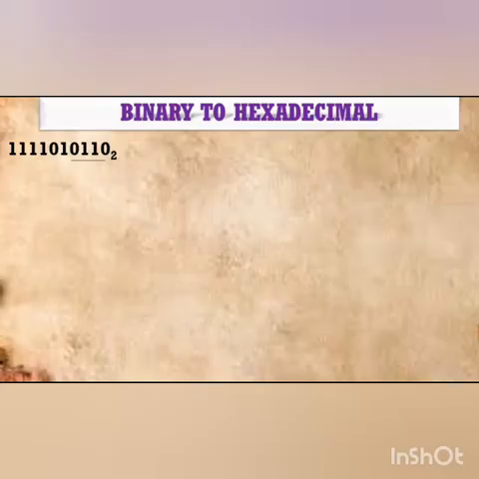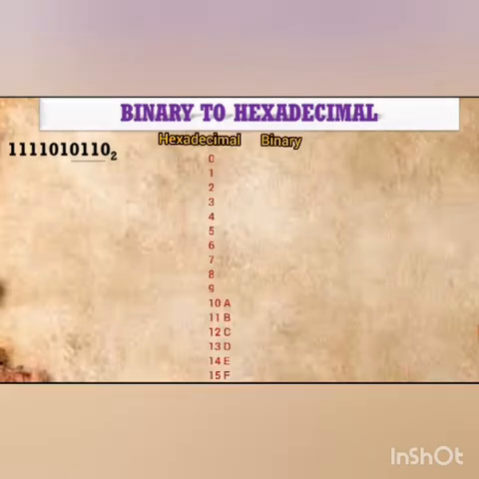Once again I will repeat how to write the table. First we have to write the hexadecimal numbers from 0 to 15. 0 to 9 are decimal numbers, so for 10 to 15 we have to use alphabets. So 10 is A, 11 is B, 12 is C, 13 is D, 14 is E and 15 is F.